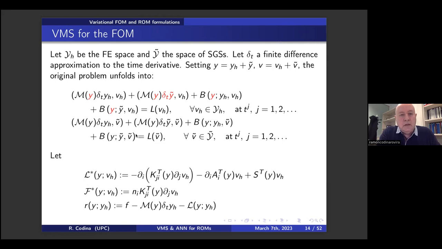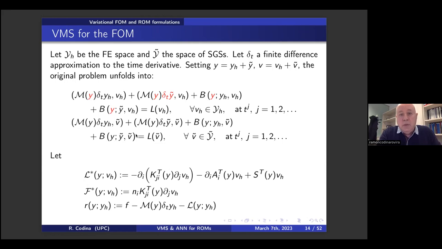And the idea is very simple. The idea is that we split, as we saw at the beginning, the continuous space into a finite element space Y_h and the space of separated scales Y tilde. Okay, so I will detail a bit the model for the full order model. And then in the reduced order model, the description is very simple. I will just say that we use the same variational formulation.